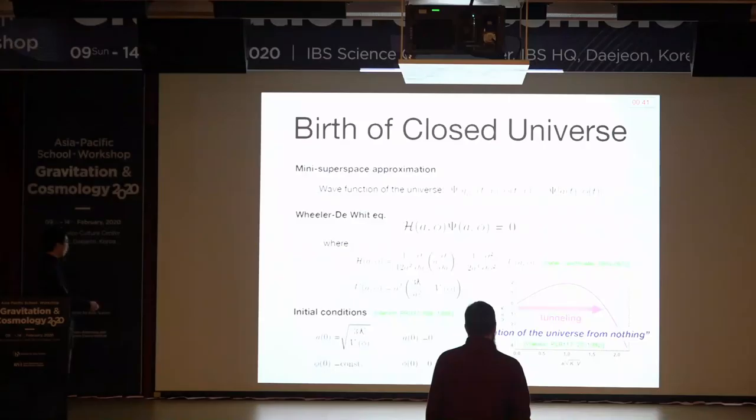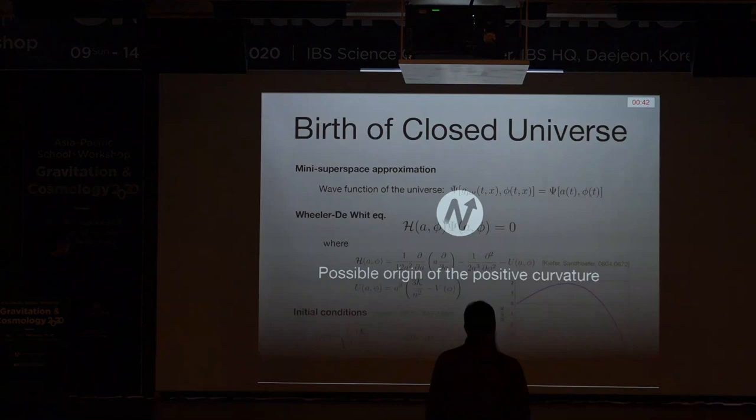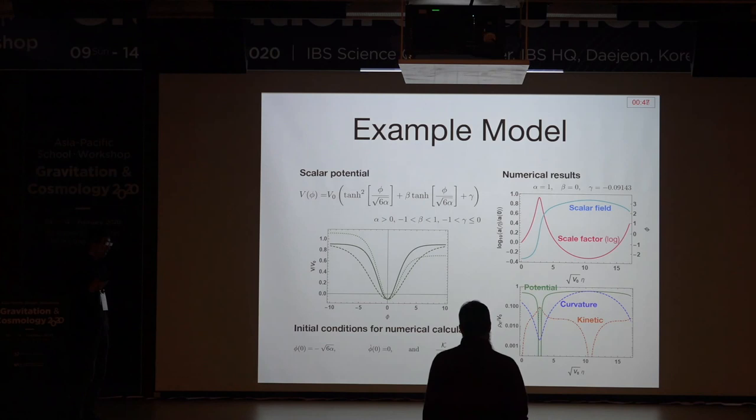I didn't emphasize today, but actually some kind of tuning is necessary. This is related to the fact that the kinetic energy tends to dominate in a contracting universe, because it grows like 1 over the scale factor to the 6th power. So we have to tune the initial kinetic energy to be very small. For example, in this example, I take the parameter alpha as 1, beta as 0, and gamma as minus 0.09143. Without this level of fine-tuning, I didn't find this kind of behavior. So some digits of tuning are necessary for a fixed initial condition.